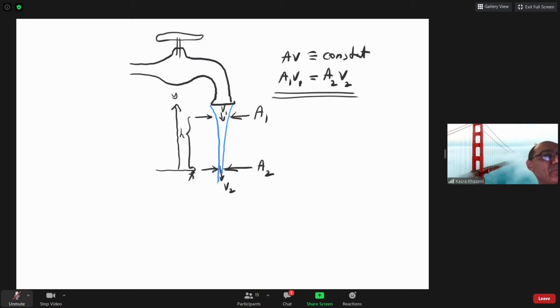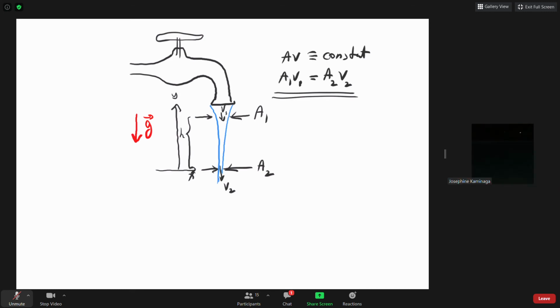Remember, water flows only because we have gravitational field. So if you have gravitational field that's pointing down, what would be the equation that relates V1 and V2? Is it V2 squared is equal to V1 squared plus 2g change in y? Thank you.